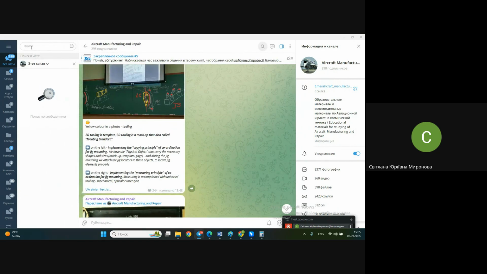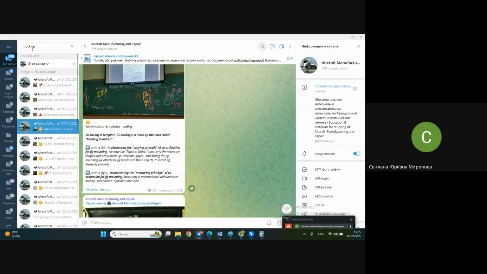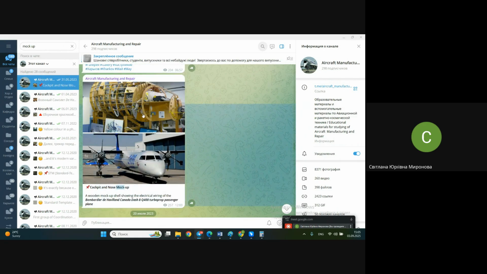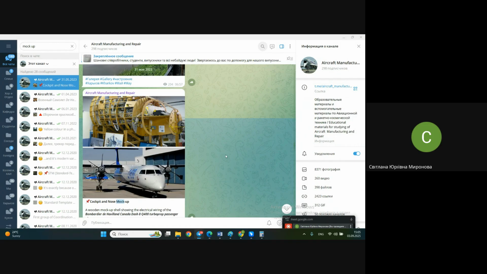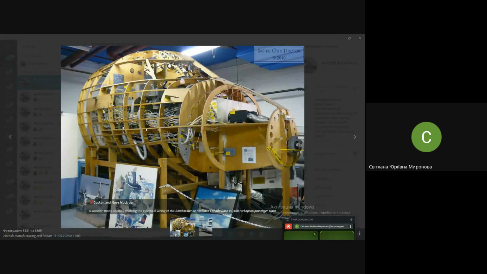In order to show you the mock-up, let's try. That thing I haven't prepared. For instance, look. That is an airplane, you see, Bombardier de Havilland. And a mock-up of it. What is this mock-up necessary for? It serves two different purposes. It's a mock-up of the fuselage airframe. It may be used as a mounting standard, but that one is also used as a so-called volumetric loft.